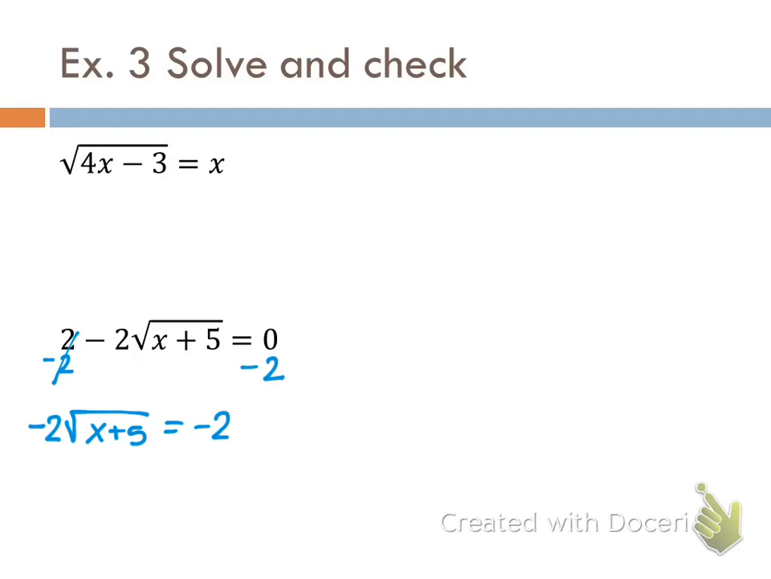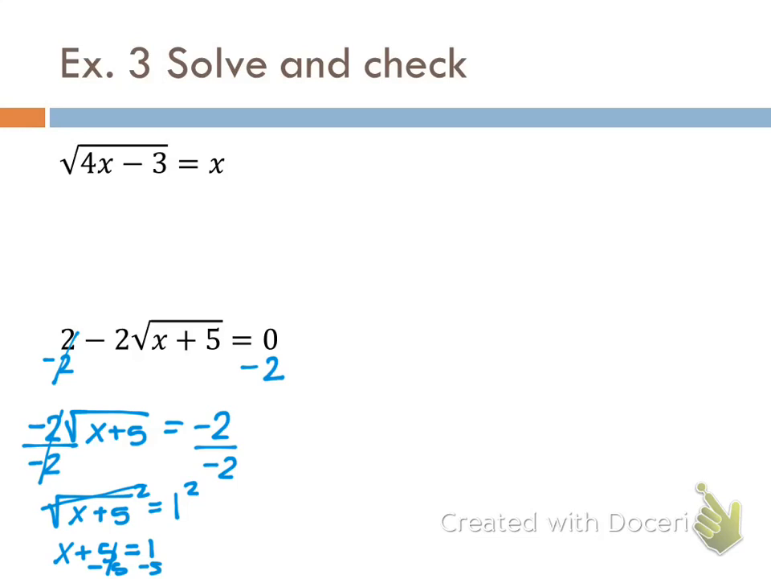You divide. Remember, this is exactly why I had you read it. 2 times. So the action that's going on is multiplication. So the opposite is division. So now I have the square root of x plus 5 equals what? 1. What would I do now to solve? Square it. I got to get rid of the square root sign. X plus 5 is equal to 1. Then I subtract 5 on both sides, and I get x is equal to negative 4.